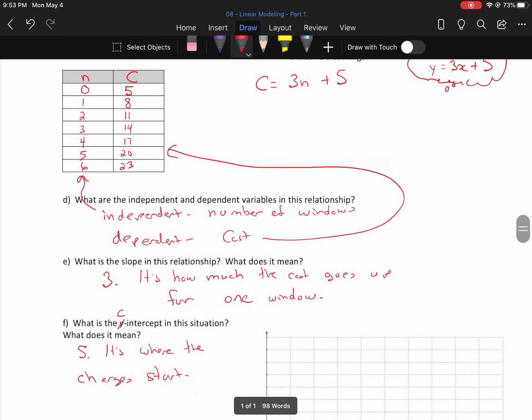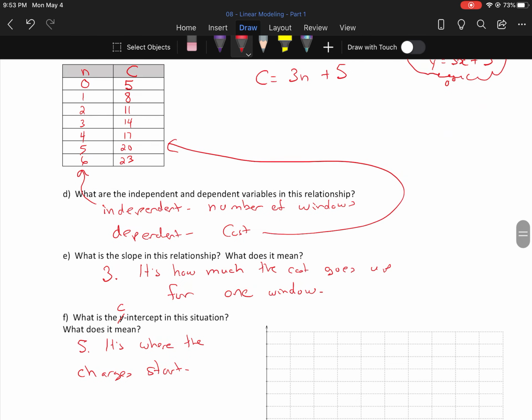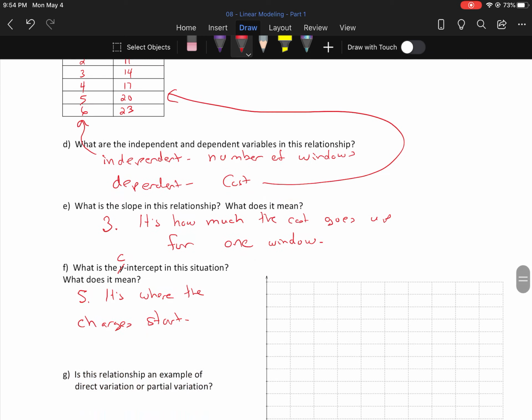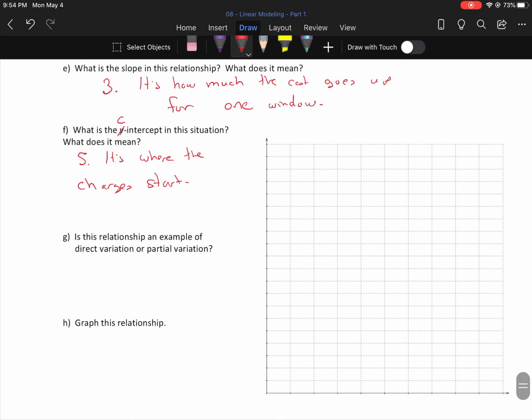Is this relationship an example of direct or partial variation? If you can answer it already, that's great. I want you to think about whether it's direct or partial just by looking at that table of values and that equation. And if you think of direct and partial a slightly different way, you might want the graph first. So you might want to do H first and do this graph first.